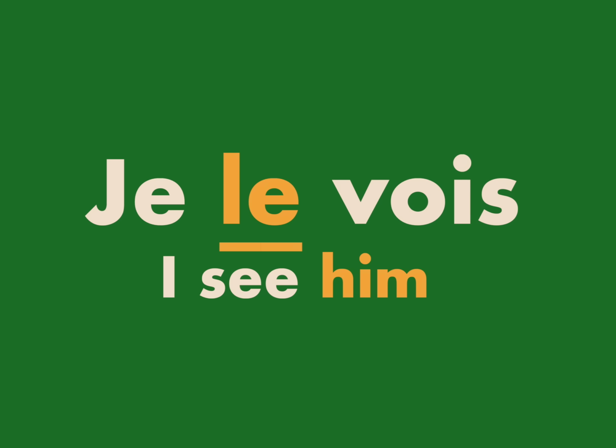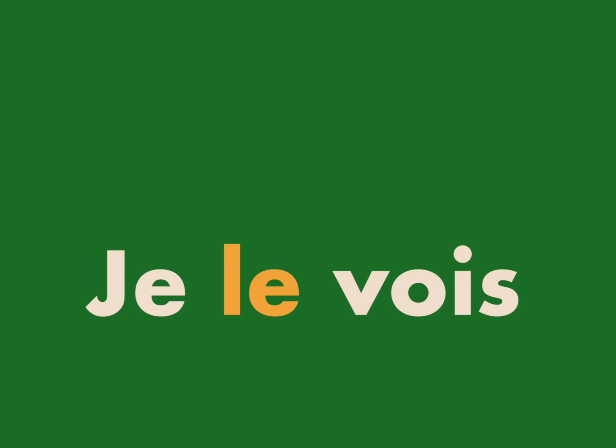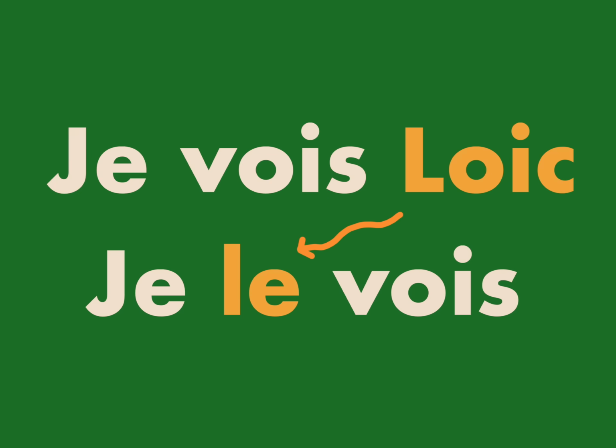This is where French and English are different. You would say, je le vois. And the le is technically him, but you're using le because it's replacing Loïc, which is the direct object of the sentence, because Loïc is what you're seeing. What do I see? Loïc. He's a direct object. He's not an indirect object.